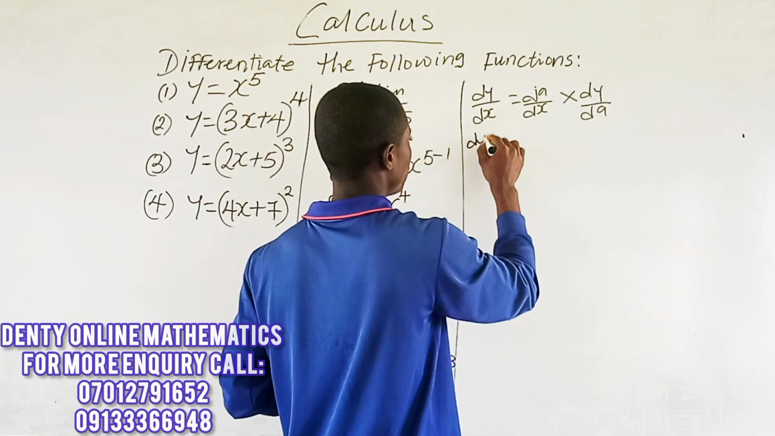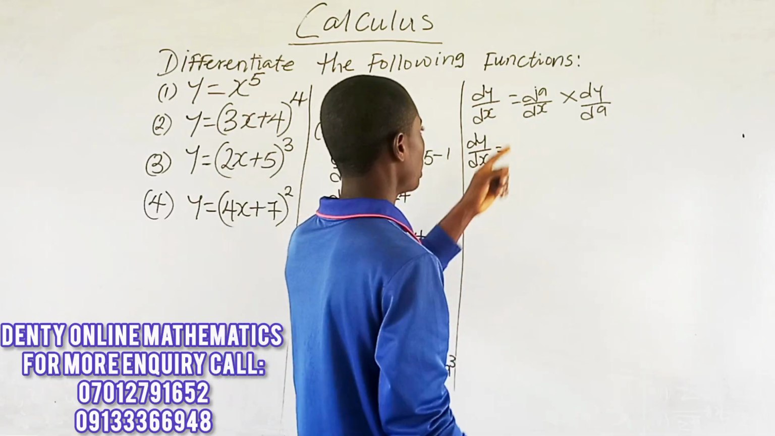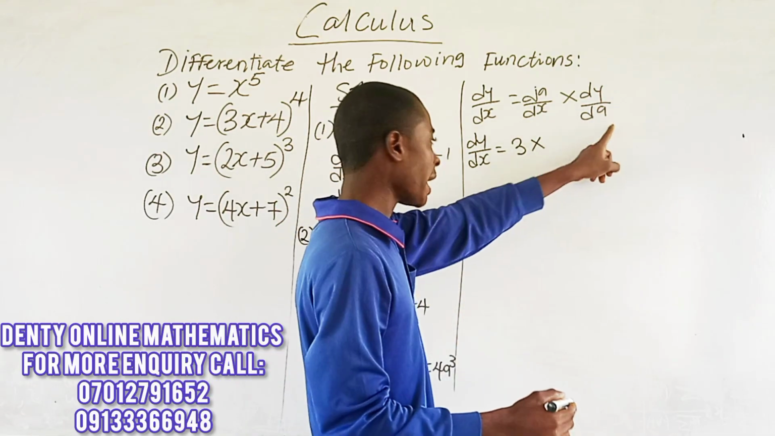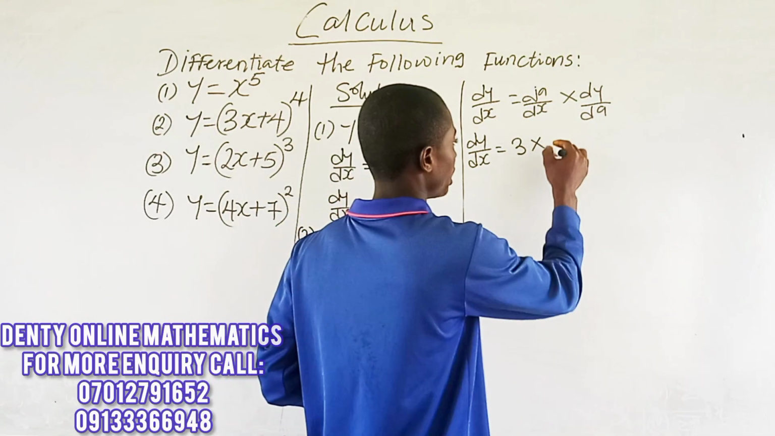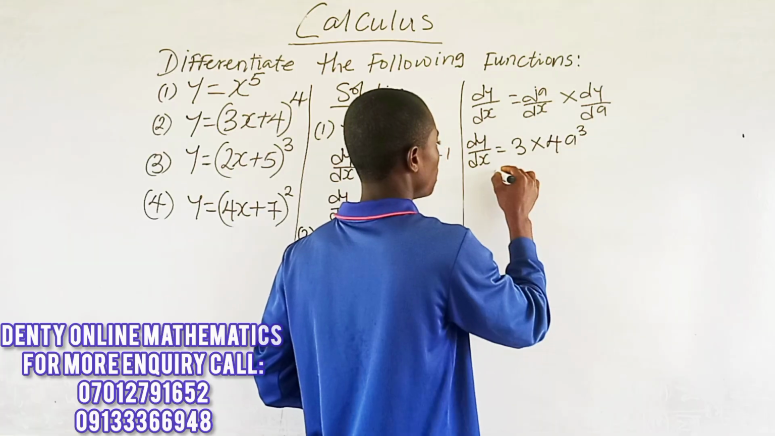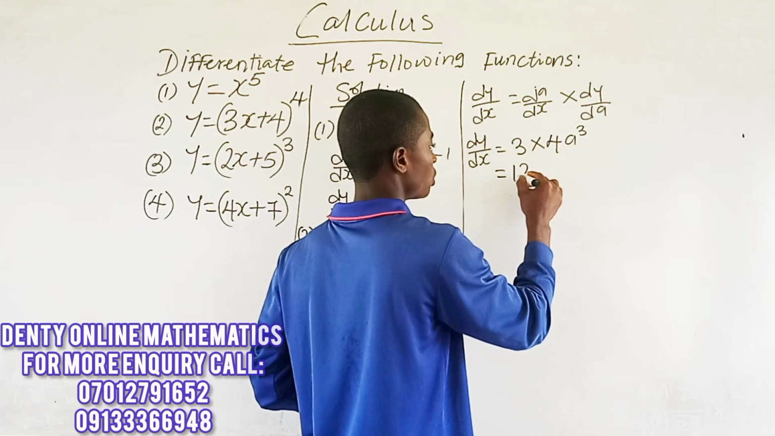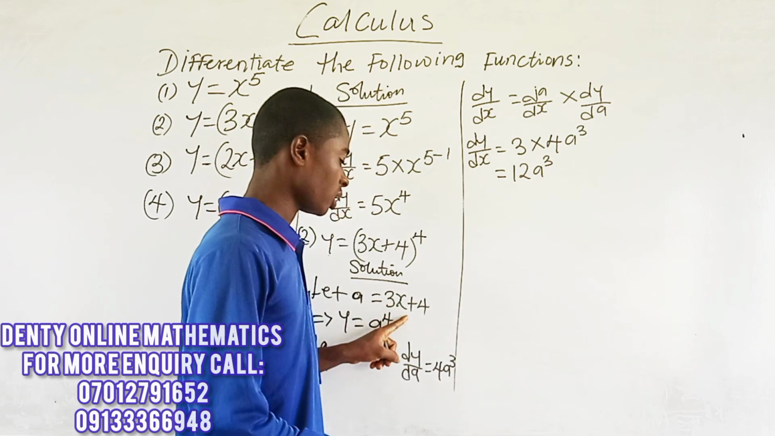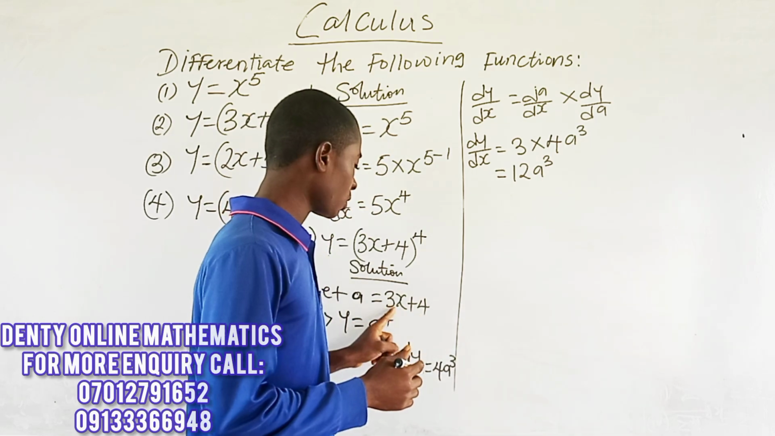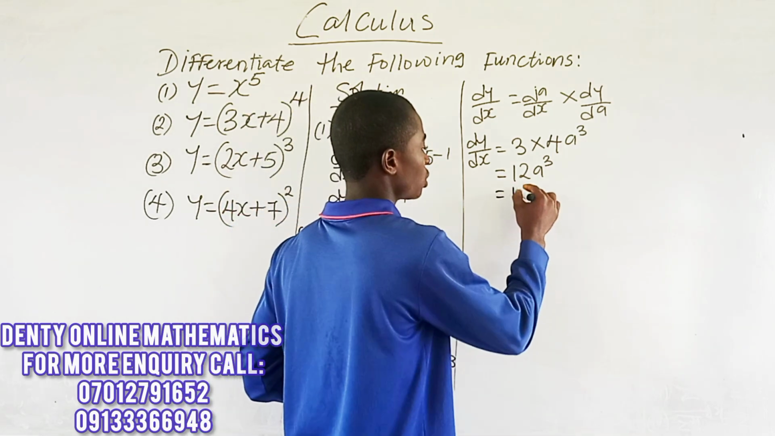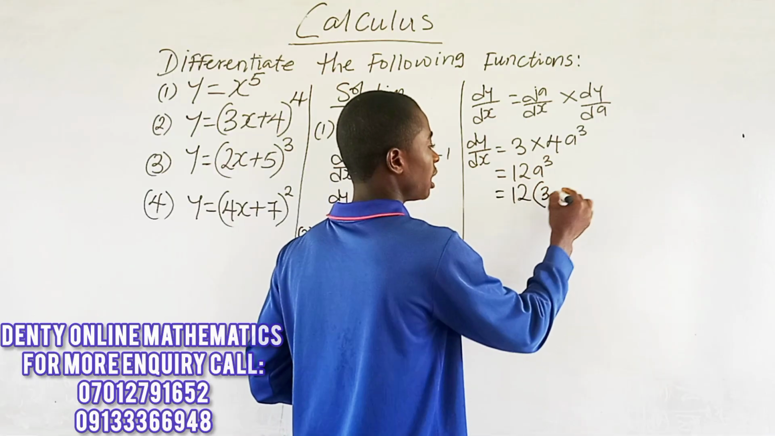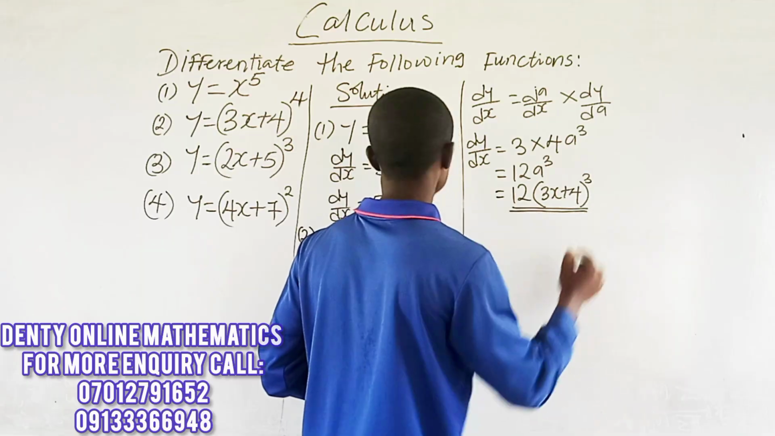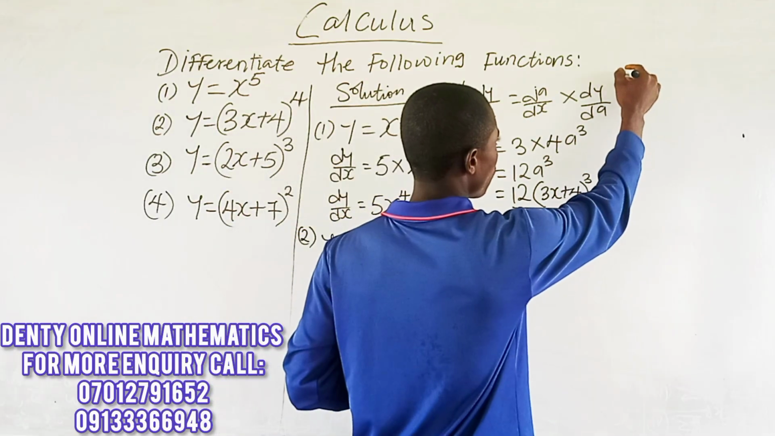Now, this means that dy over dx is equal to da over dx, which is what? 3, times dy over da, which is what? 4a power 3. 4a power 3, which is the same thing as 3 times 4, 12a power 3. But remember, we said a is equal to what? 3x plus 4. So if a is equal to 3x plus 4, this is the same thing as 12 times 3x plus 4 all power 3, and that's the derivative of the second function there.